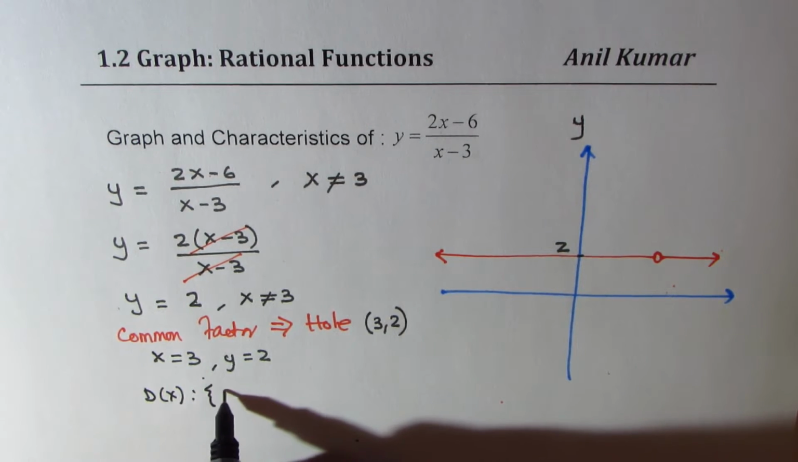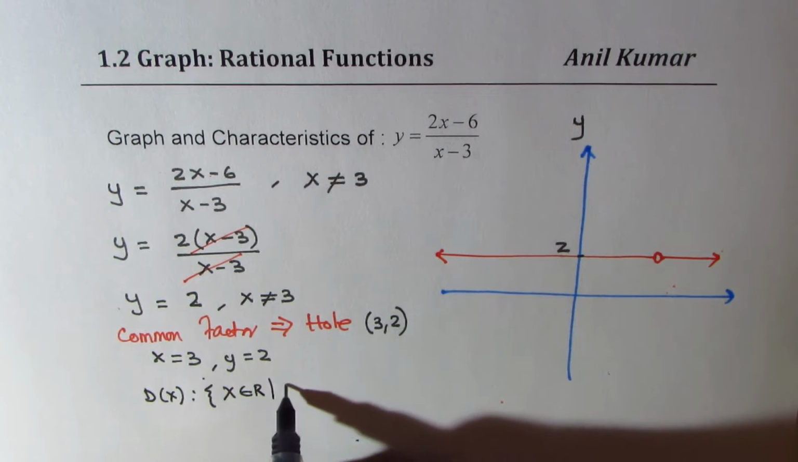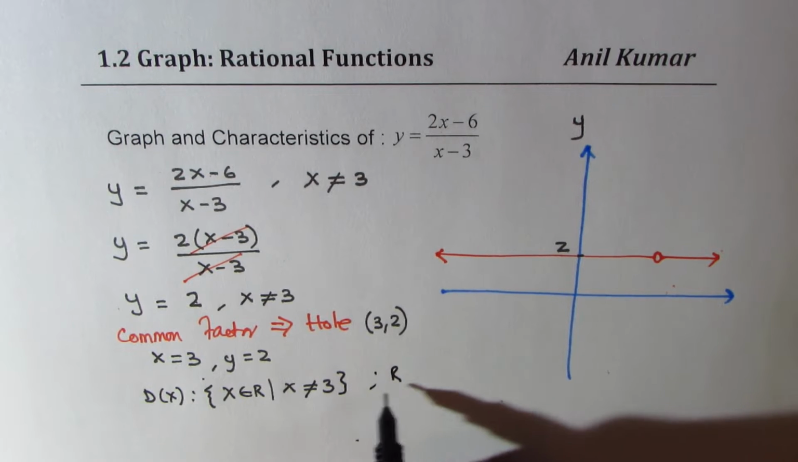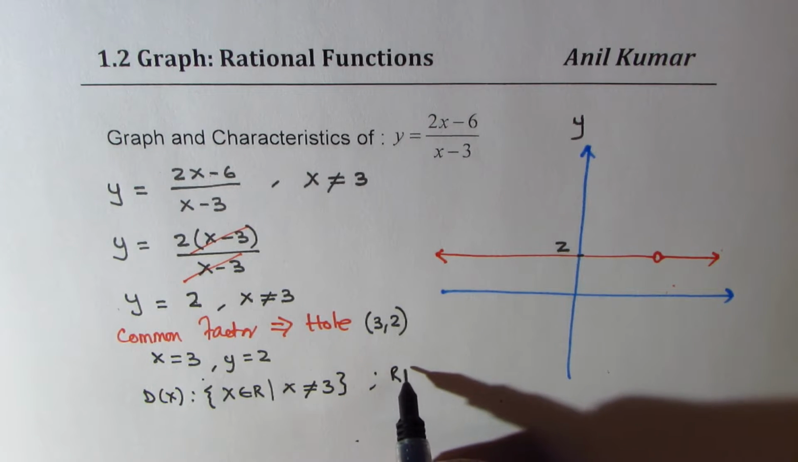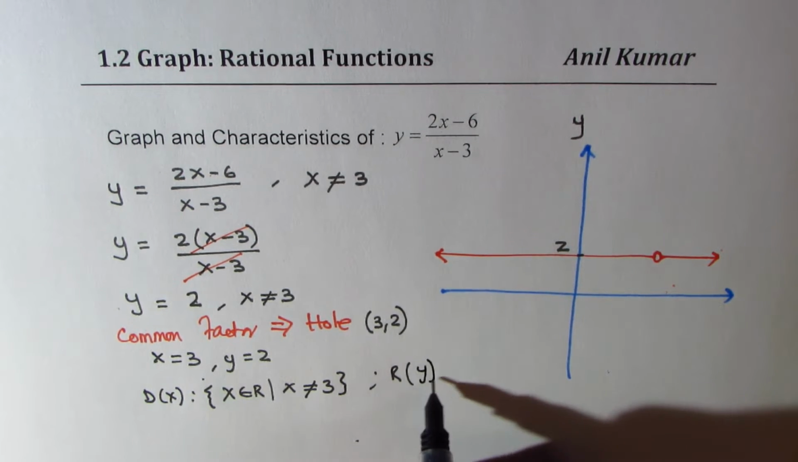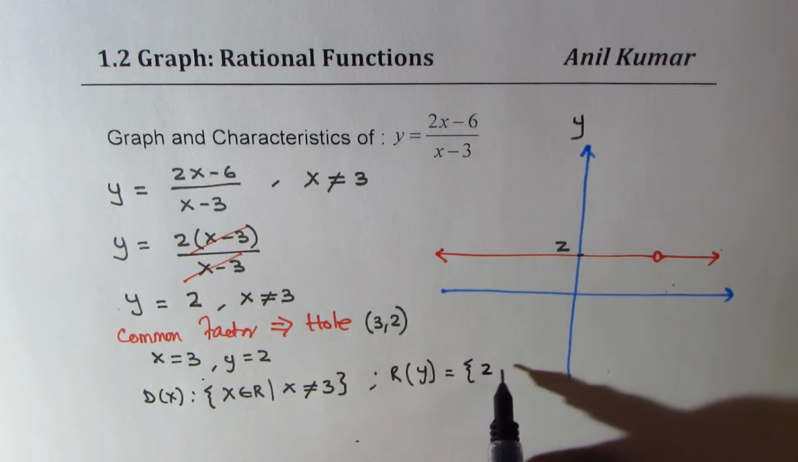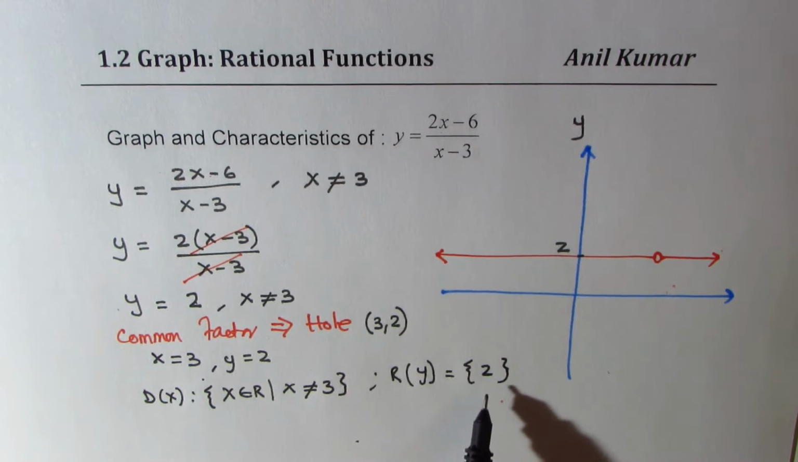Domain is x belongs to real numbers, where x is not equal to 3, and the range is what? What is the range in this case? Well, the range is just 2. So in the range, we have only 2. Do you see that? It's a constant function.